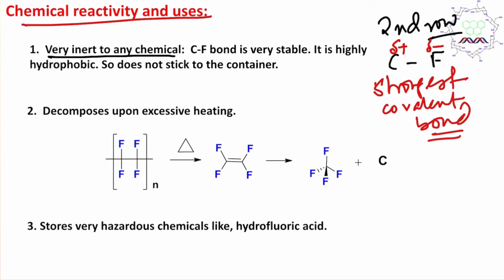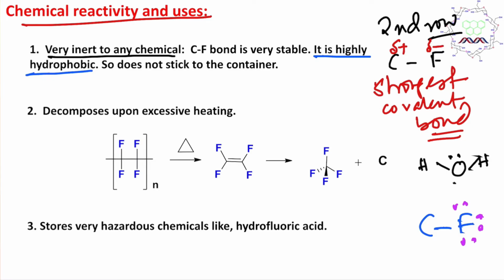And this is highly hydrophobic. Why? We are talking about this C-F bond, meaning carbon and fluorine, and we know fluorine has 3 lone pairs of electrons on it. Hydrophobic means it doesn't love water. Why? Because if you look at the water molecule, it has lone pairs. So there is a huge repulsion between these lone pairs and the fluorine lone pairs. So water doesn't try to come near it. That's why this is extremely hydrophobic.